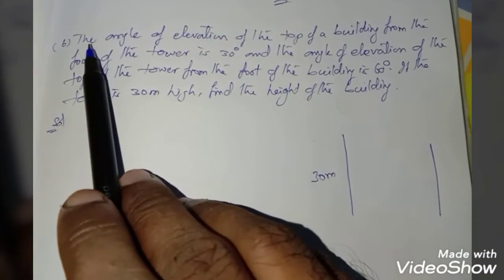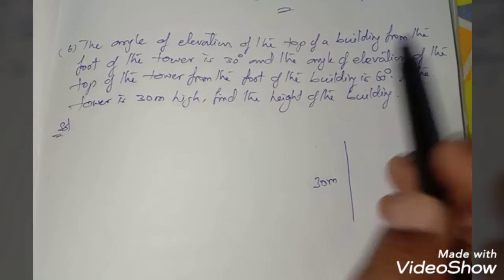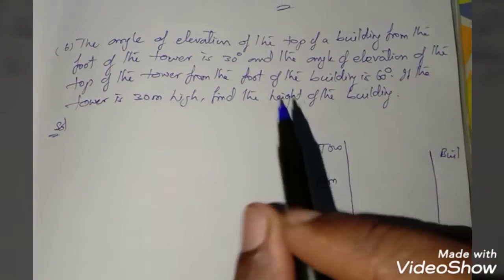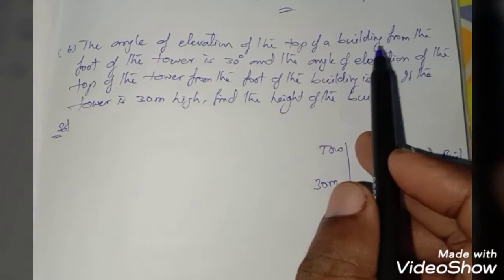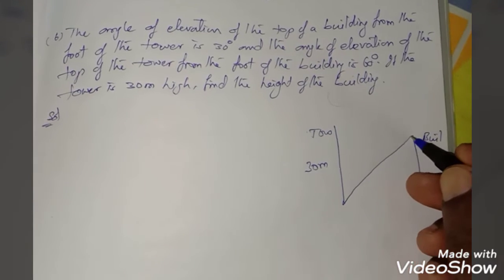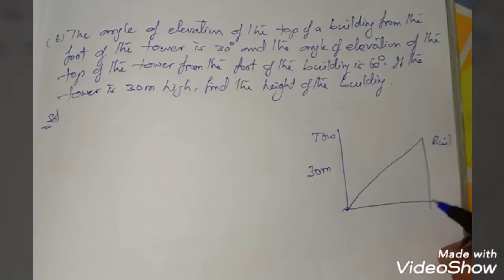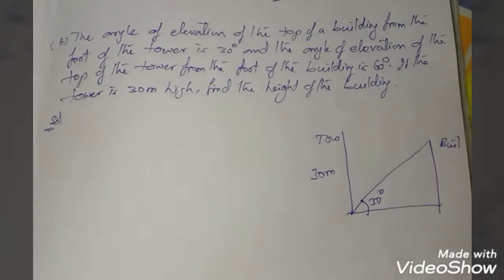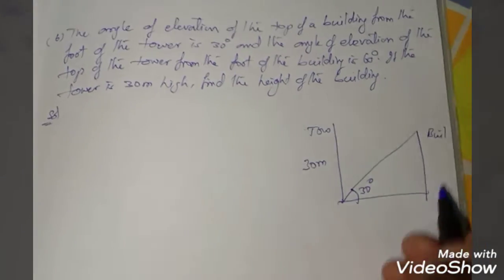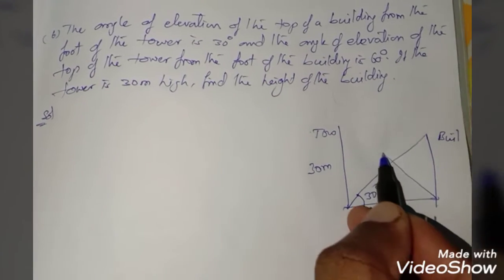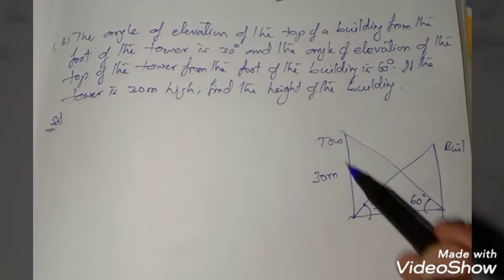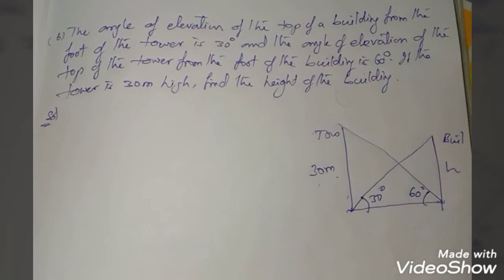Next, coming to the first line, the angle of elevation of the top of the building. Suppose we are denoting this as a tower and this is your building, right? So here the angle of elevation of the top of the building from the foot of the tower is given as 30 degrees, and the angle of elevation of the top of the tower from the foot of the building is given as 60 degrees. Now if the tower height is 30 meters, find the height of the building. This height you have to find.